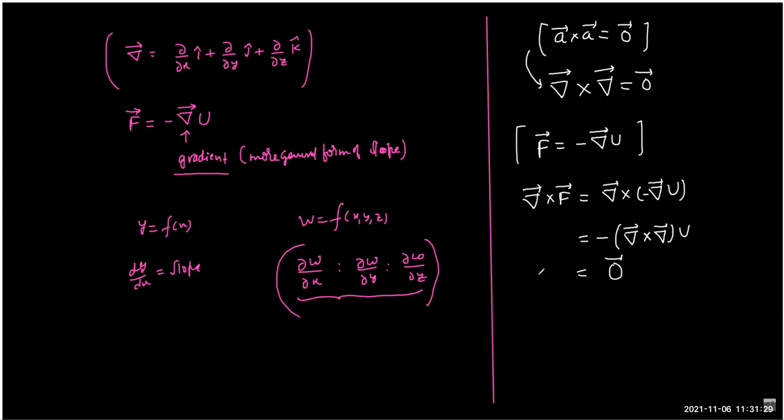which means when you take the cross product, this is called the curl. So the curl of a force will be a null vector if it is conservative. This is the mathematical test for a conservative force.